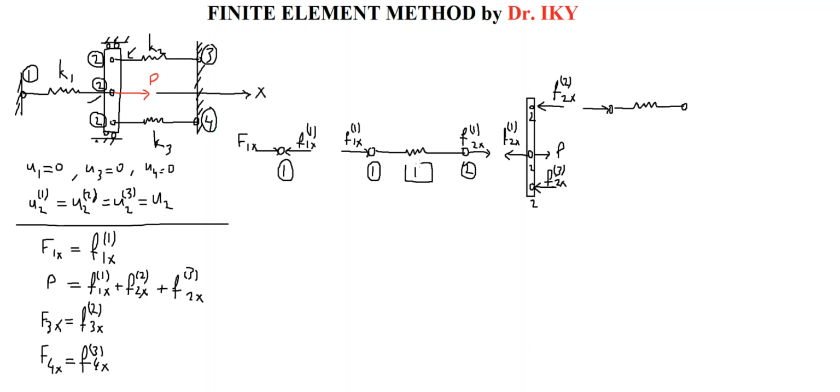This is the first element. This is the second element. And the outlet will be F2, second element, third force, 3x. Or you can write something like that, like in the example before.